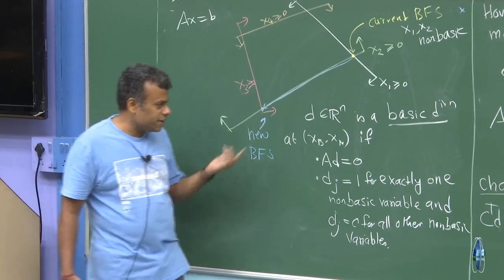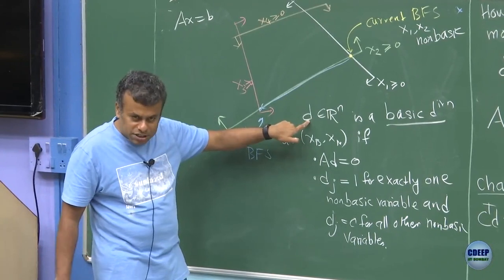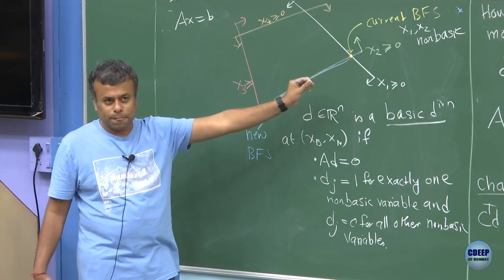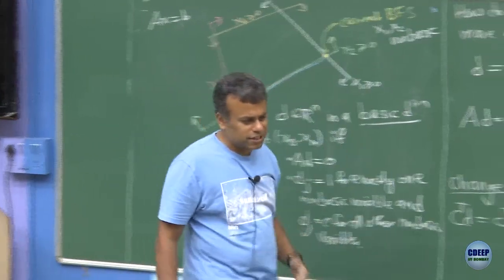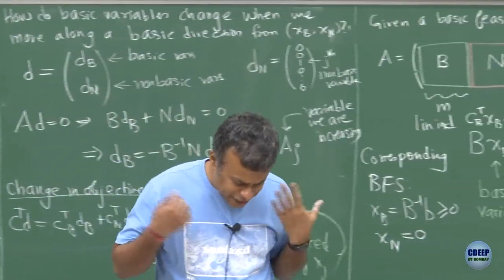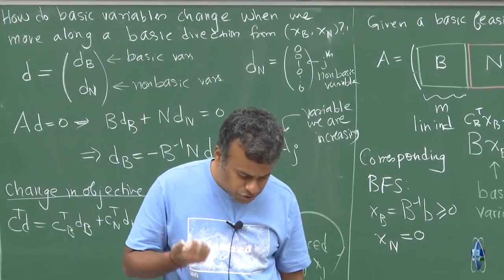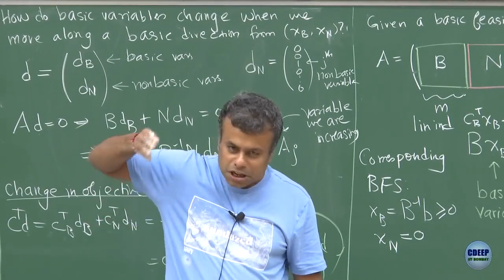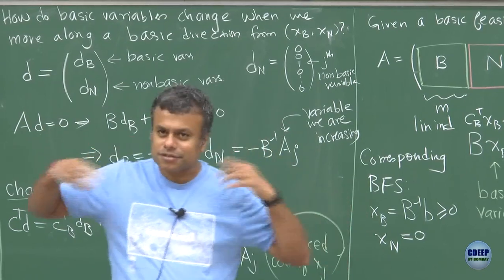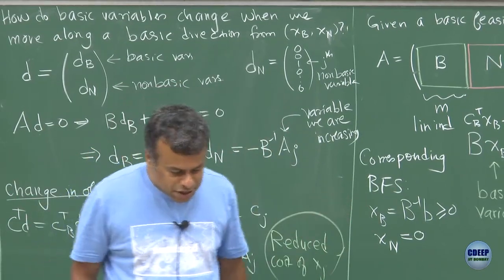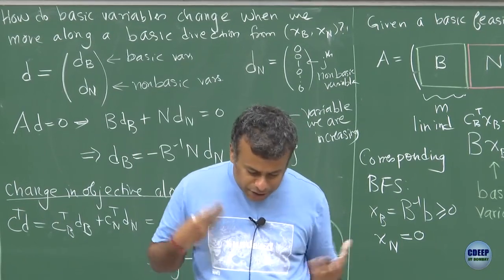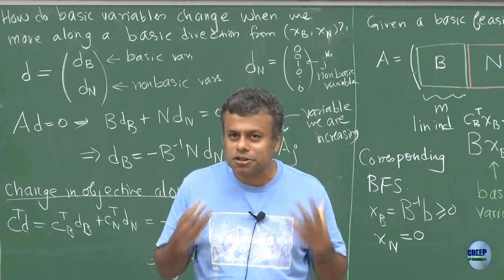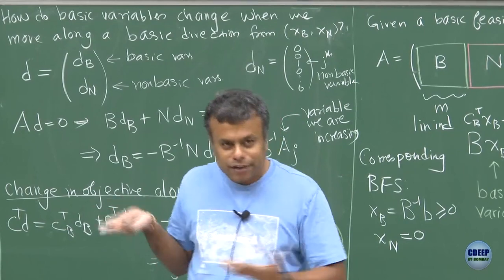So we can keep traveling along this direction d until one of the basic variables becomes 0. That's going to give you some nice condition, and that's exactly what you do in the simplex algorithm. You do some sort of ratio test to determine which variable leaves the basis. It's exactly that. All these things that some of you are familiar with from simplex tableaus have very solid reasoning behind why we are doing them.